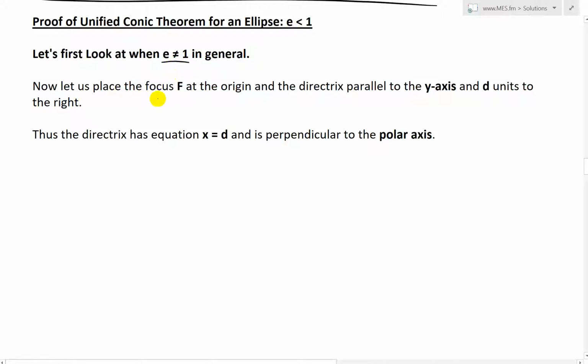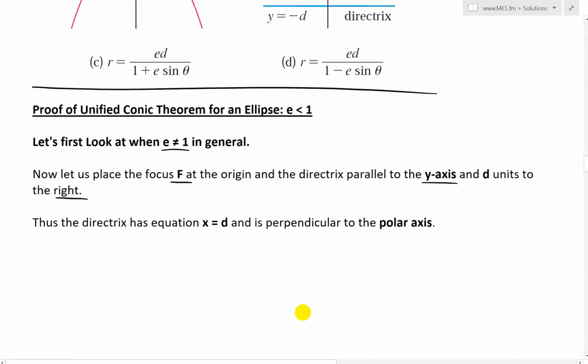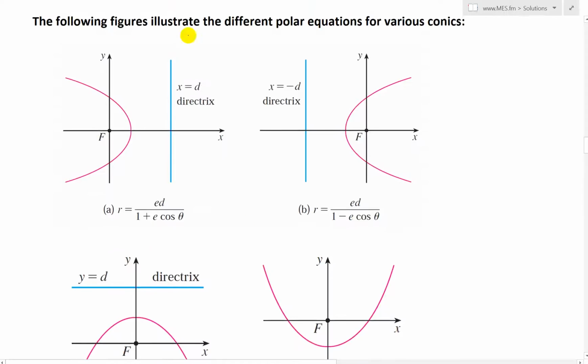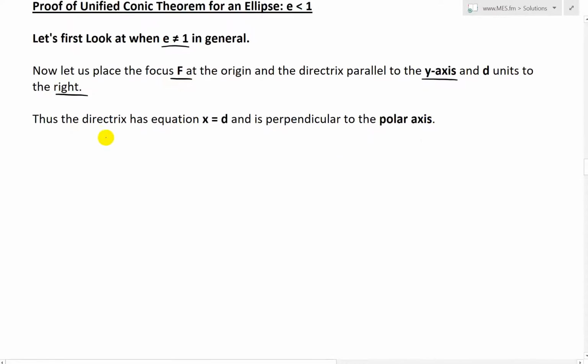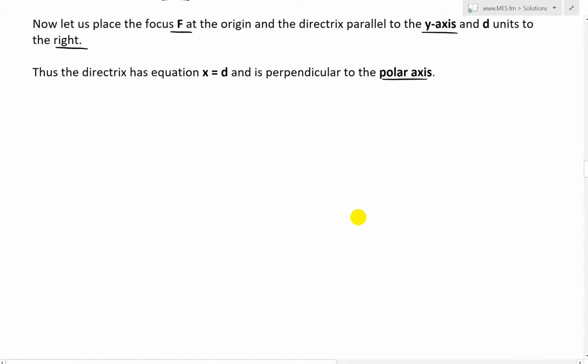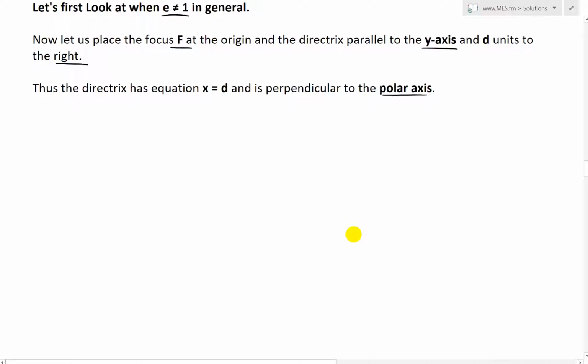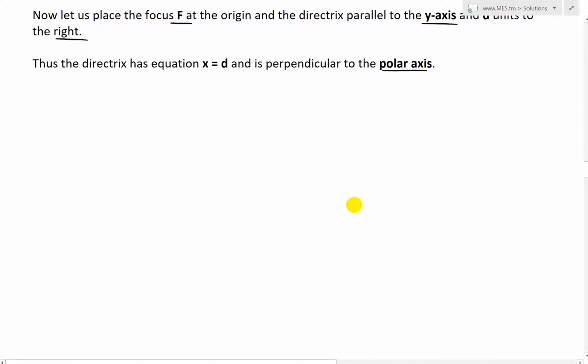So now let us place the focus at the origin and the directrix parallel to the y-axis and d units to the right. In other words, we want to set up something that looks like this over there. It'll be easier for derivation. Thus the directrix has equation x equals d and is perpendicular to the polar axis like that. So x equals d is going to be parallel to the y-axis. So let's just draw this out.